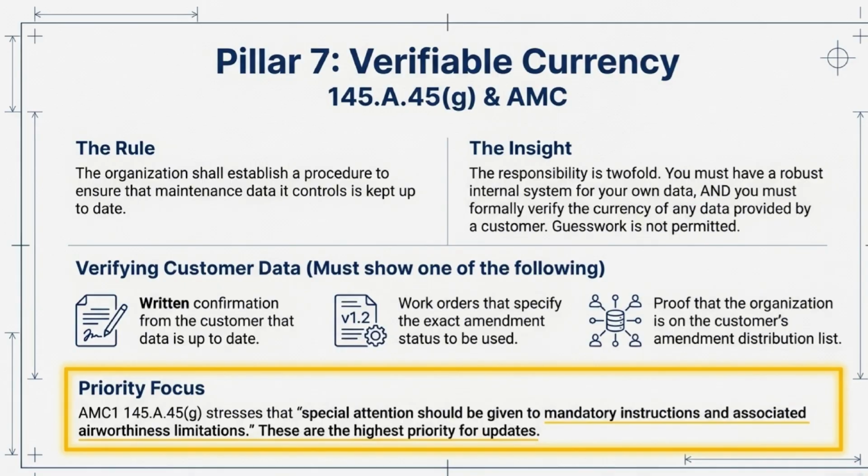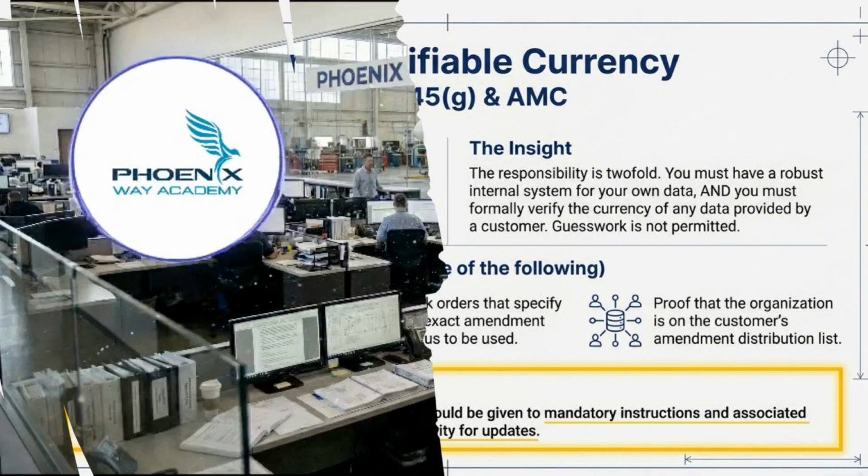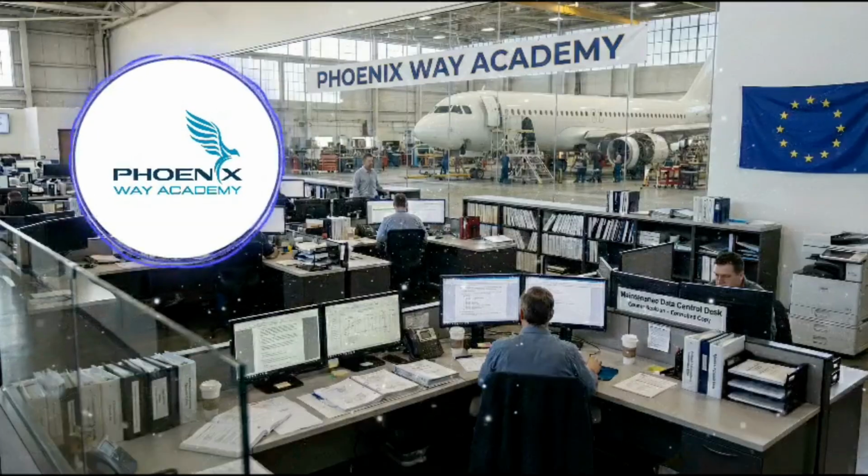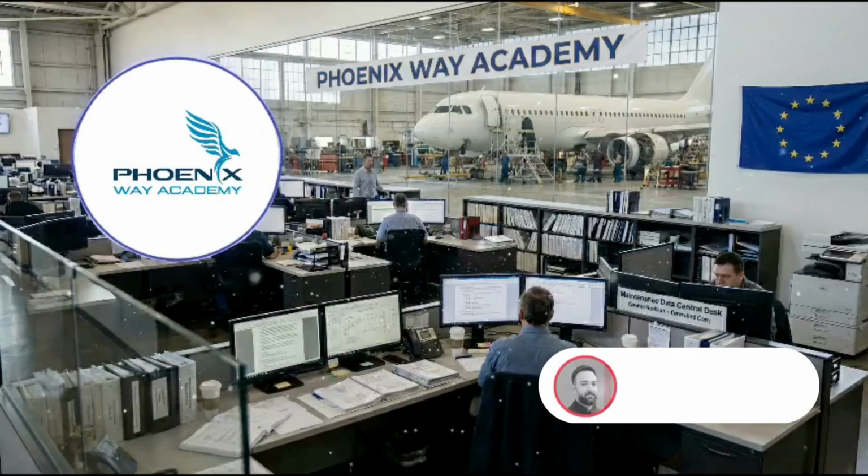And the related AMC 145.A.45(g) adds more on the process. It says, quote, to keep data up to date, a procedure should be set up to monitor the amendment status of all data and maintain a check that all amendments are being received by being a subscriber to any document amendment scheme. End quote. And it adds a crucial focus. Special attention should be given to mandatory instructions and associated airworthiness limitations published by design approval holders.